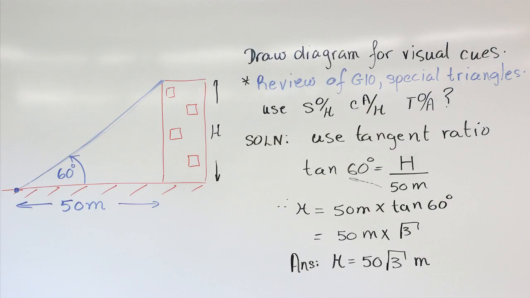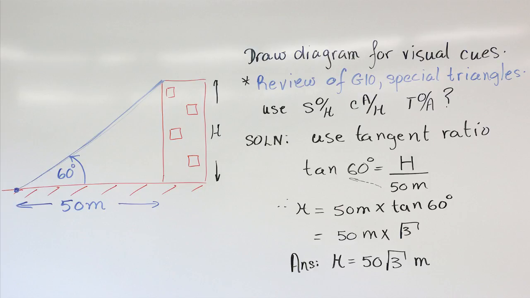So in solving for question E2 in the enrichment section, you want to always draw a diagram to get your visual cues. So this particular question told us that the person is 50 meters away from the building and the angle of elevation was 60 degrees. And just to be a little cheeky, this is a review of grade 10.